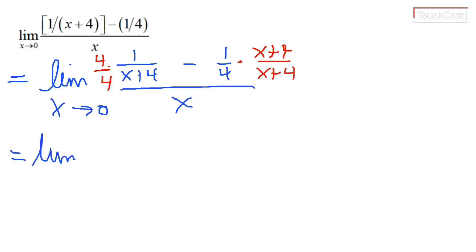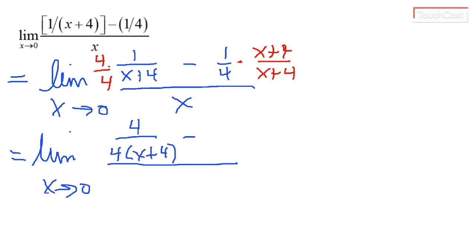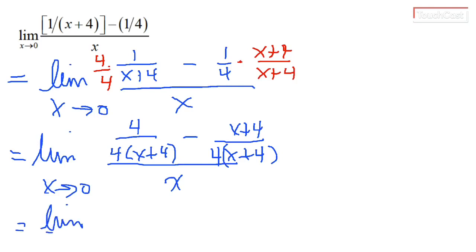This is going to be the limit as x goes to 0. I can't take off that limit expression because I can't substitute yet, because I still have a 0 and x in the denominator. This is going to be 4 over 4 times x plus 4, minus x plus 4 over x plus 4 times 4. My denominator is still x. But the good news is that numerator now has the same denominator. That sounds strange to say, but I have two fractions with like denominators in the top half of my problem, so I'm going to be able to write that as one single fraction.